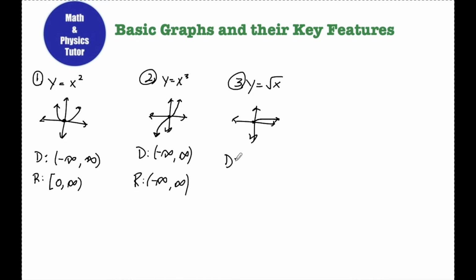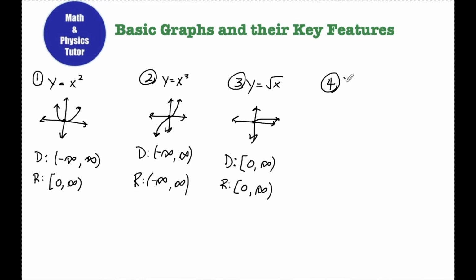My domain starts at 0. The reason being, I can't put a negative number in for a square root and get out a real number. I would only get imaginary numbers. So my domain here is from 0 to positive infinity. My range is also from 0 to positive infinity. I can't take the square root of a real number and get something negative. It's just not going to happen. So my domain and my range are both restricted from 0 to infinity.